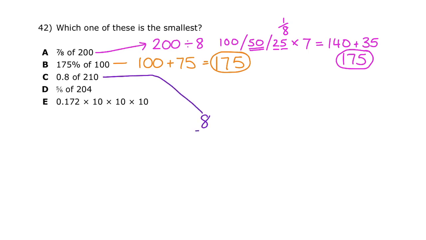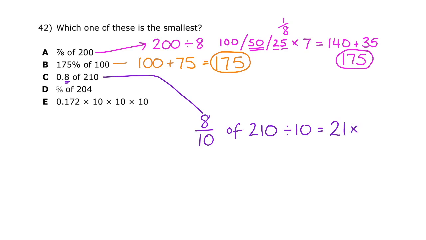Now look at option C, 0.8 of 210. 0.8 is the same as 8/10. You can see the 8 is in the tenths column. So we're going to find 8/10 of 210. To do this, we should first of all find 1/10. So divide 210 by 10. This, of course, is 21.